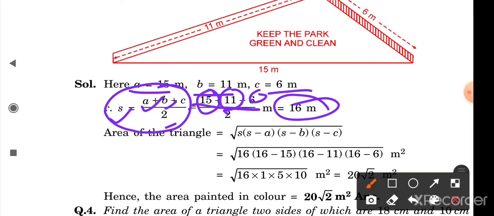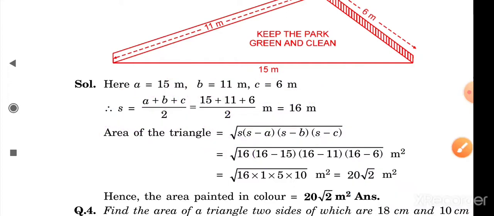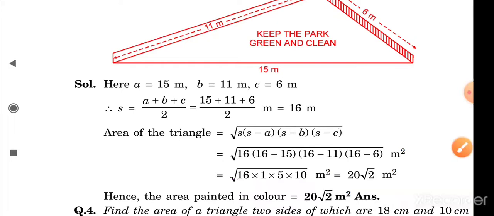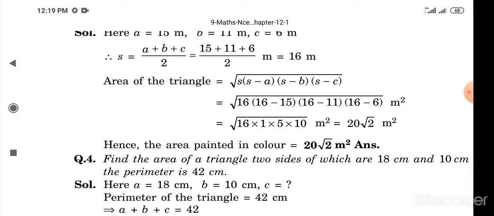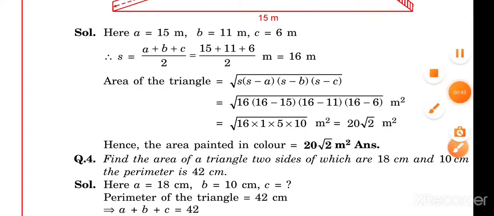It will come 16. Now you have to find out the area of the triangle. It is under root S into S minus A, S minus B, S minus C. In place of S you will put 16, and in place of A, B, C you will put 15, 11 and 6, and you will substitute it like that. When you subtract it you will get this, and you will find the under root of this, and it is coming 20 root 2. Hence the area of the painted wall is 20 root 2 meter square.